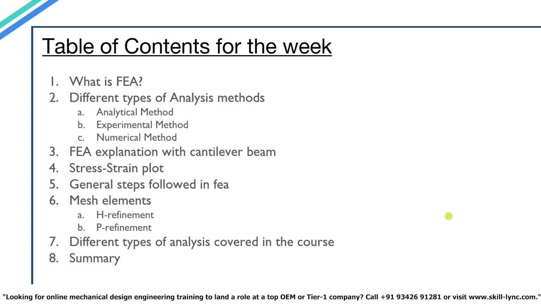So the table of contents for the week: first we'll learn what FEA is, and then we will look at the different types of analysis methods. The first one is the analytical method, the second one is the experimental method, the third one is the numerical method. And after that, I'll give you a brief explanation of FEA with the help of a cantilever beam. And then we'll talk about the stress and strain plot.